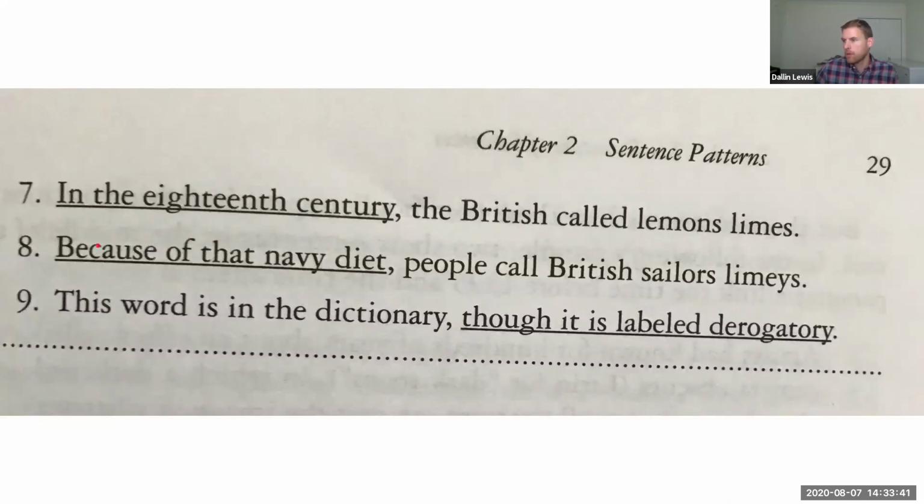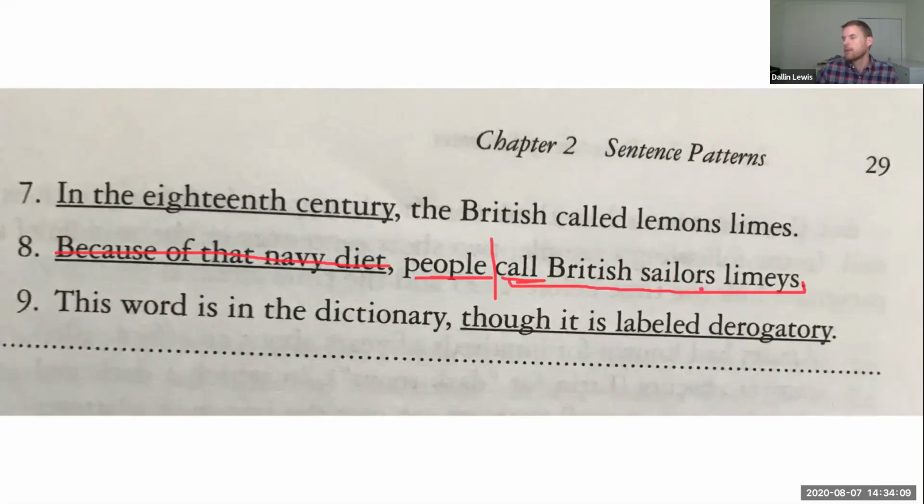Because of the Navy diet, people call British sailors limeys. All right, this is a little bit more complicated. We can drop that. We know our subject is people because that is dividing the first noun phrase from the tense verb, which is call. So that's our subject. This is our verb of our predicate, but we know the predicate has to be everything else, so that's not optional. So what do we have here? People call British sailors limeys. This is a little bit tricky because we have 2 nominals right in a row next to each other. So that could be indirect object, object, or it could be object, object complement.